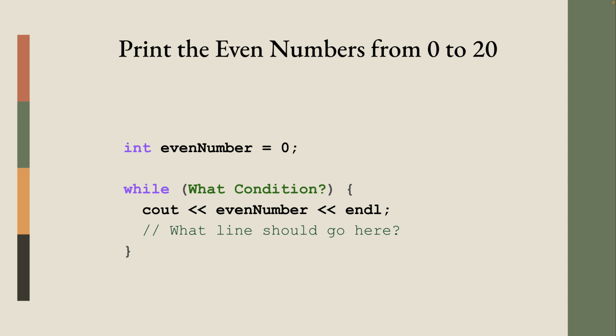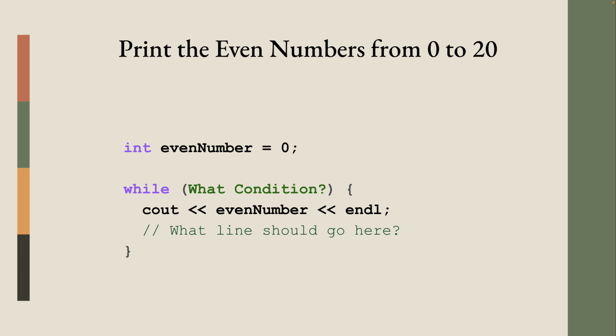Okay, second example, even numbers from 0 to 20. Again, I'll give people 15 seconds to think about it. All right, so the first thing you should ask if it's a counting question is how far do we want to go up till or down till? So how high do we want to go up to in this problem? 20. Yeah, because we want to print out 0, 2, 4, 6, all the way up to 20.